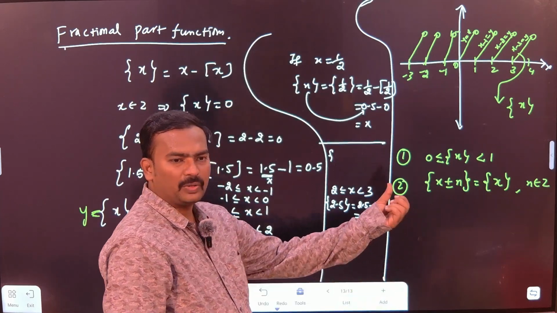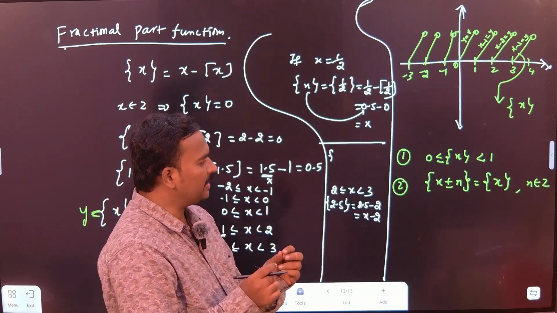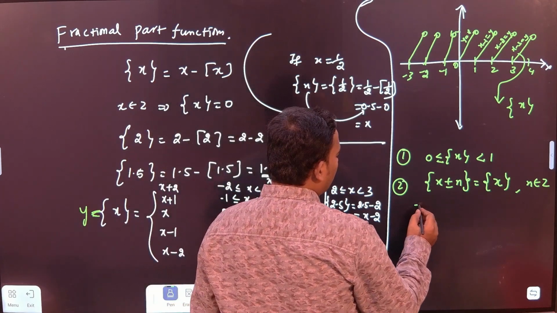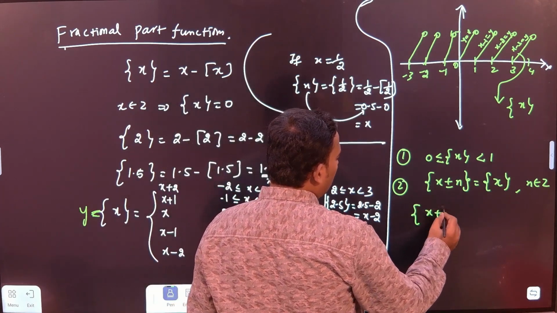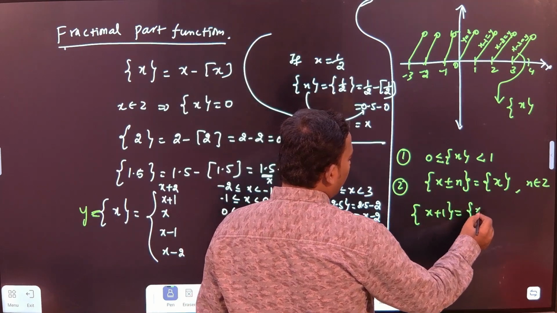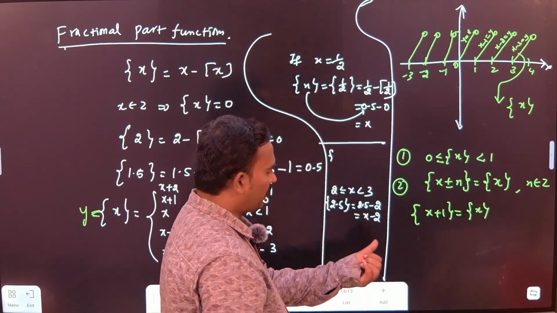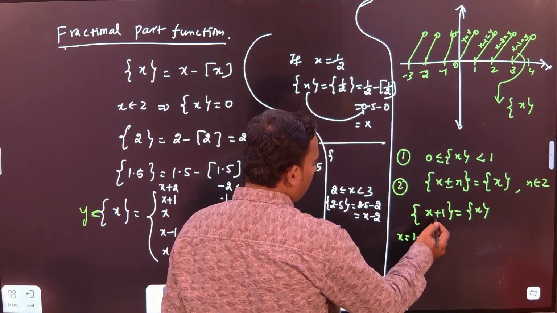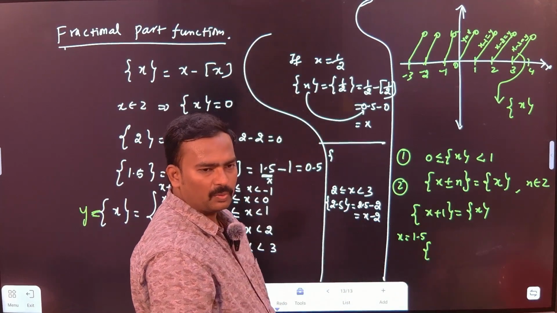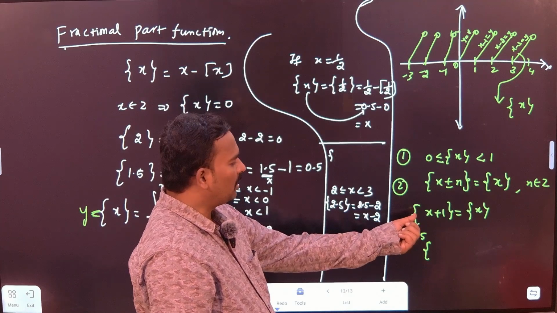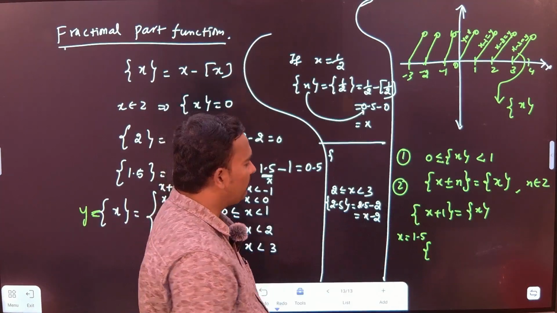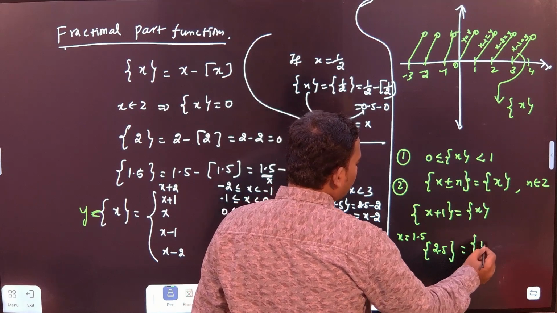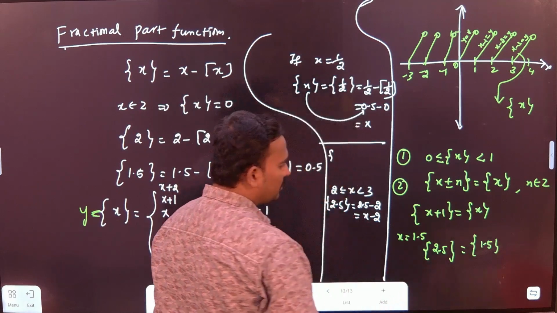So if n belongs to integers, the fractional part of x plus or minus n is equal to the fractional part of x. For example, here the fractional part of x plus 1 is the same as the fractional part of x. For example, if I take x equal to 1.5, the fractional part of 1.5 plus 1 is what? Take LHS. 1.5 plus 1 is 2.5. The right side is 1.5, right?